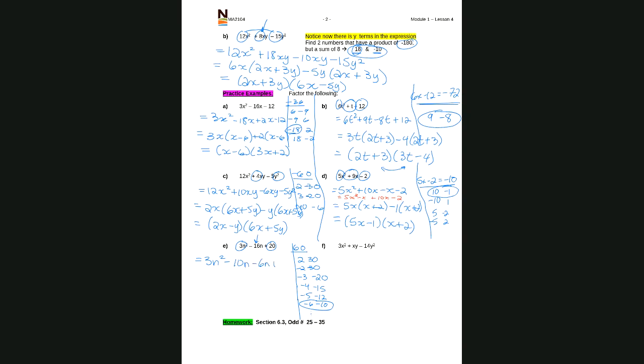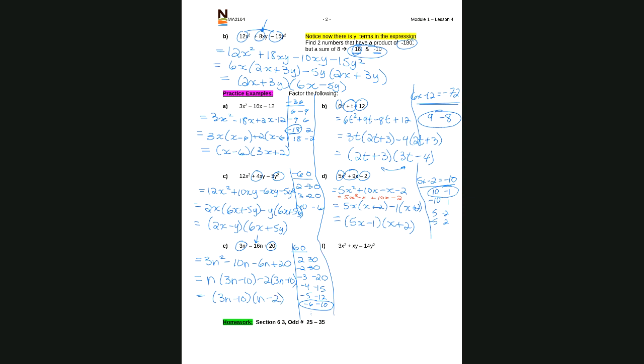And it doesn't matter if you put the negative 6 first, because notice there's still something common with the first term and negative 6. Okay, so it doesn't matter. You're still going to have the same answer. The common factor is just n on the first terms and negative 2 in the last. And this is the final answer.